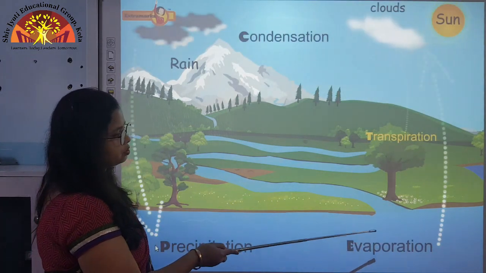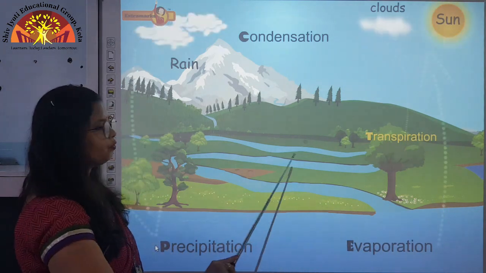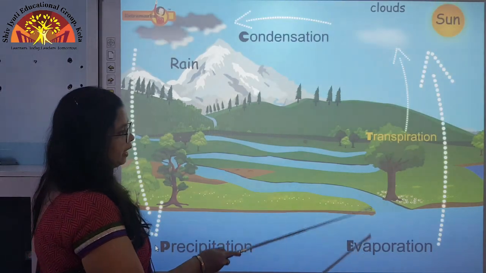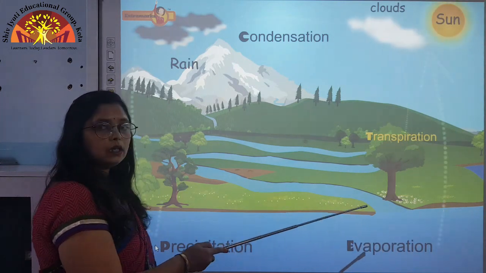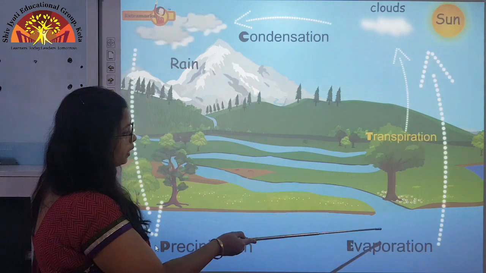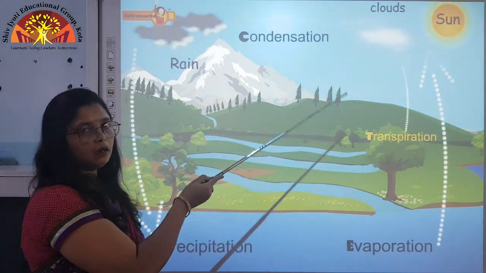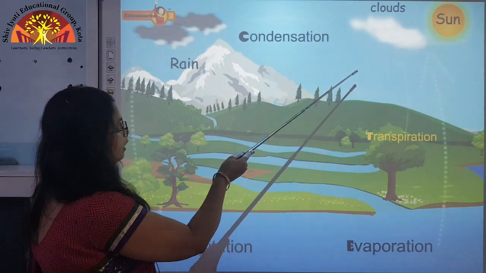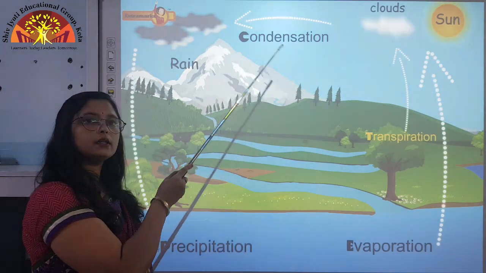So by the process of evaporation, this water which was present on the surface of water bodies gets converted into water vapor, and this happens by the sun's heat. Now when it is converted into water vapor, it rises up. When it rises up, it reaches the sky or the upper levels of the atmosphere. Now when it reaches the sky, it forms clouds. This process is called condensation.